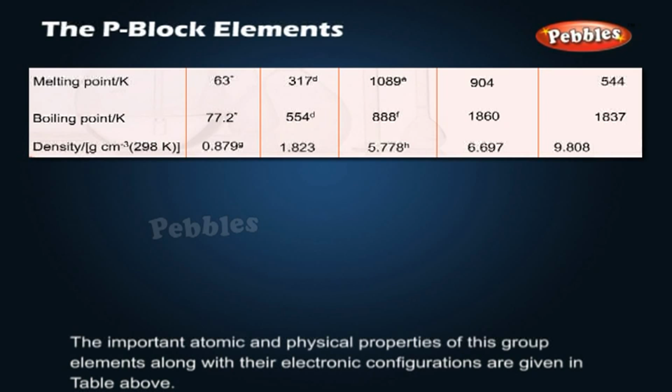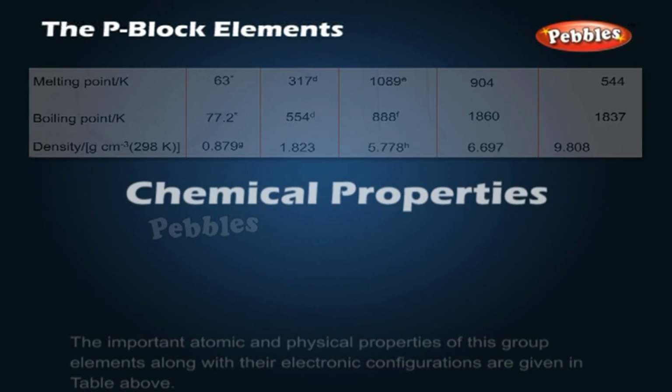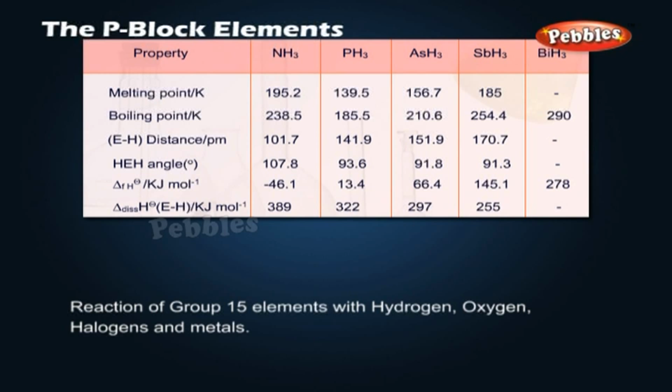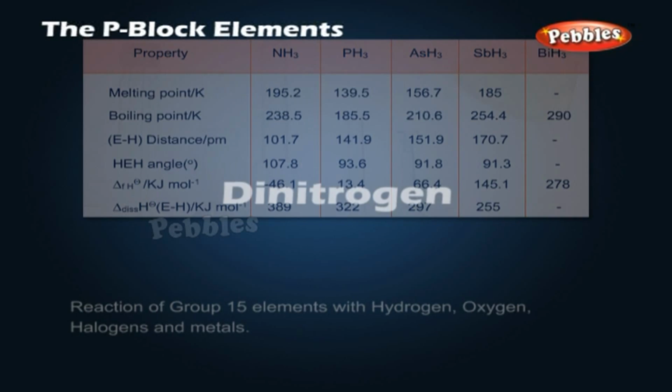The important atomic and physical properties of this group of elements, along with their electronic configurations. Chemical properties. Nitrogen differs from the rest of the members of this group due to its small size, high electronegativity, high ionization enthalpy, and non-availability of d orbitals. Reaction of group 15 elements with hydrogen, oxygen, halogens, and metals.